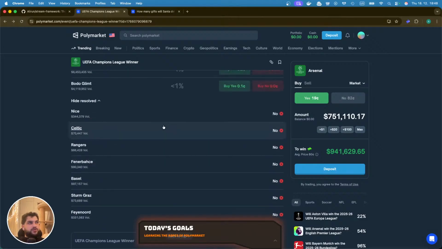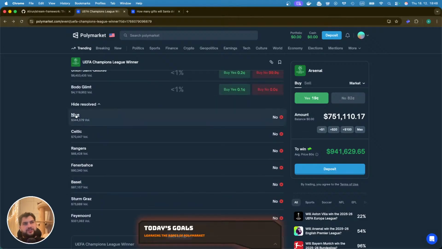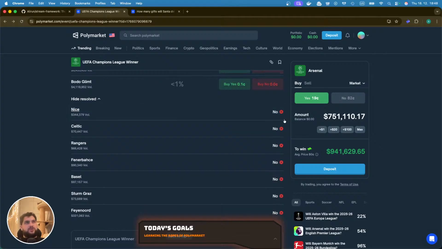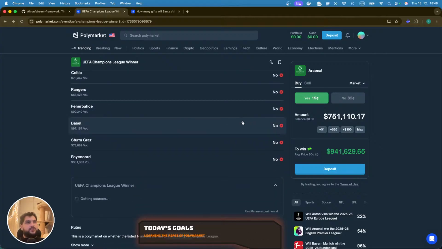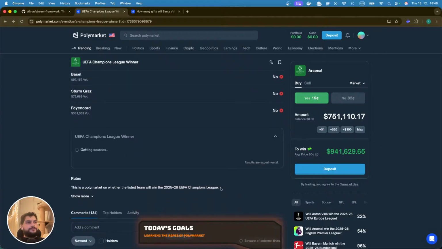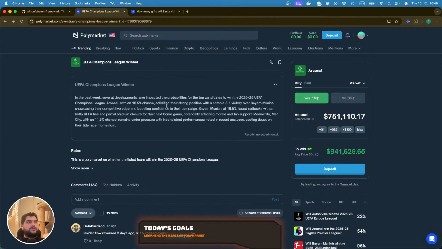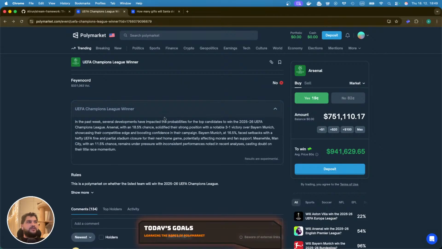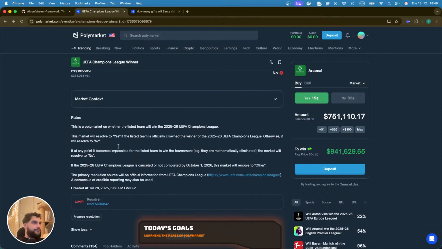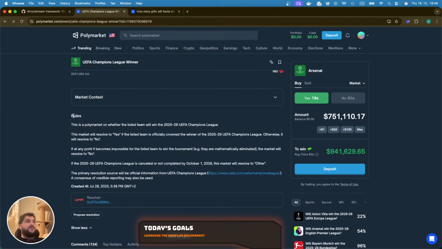As you can see, some markets were resolved already. I think they just dropped out of the competition completely, that's why it was possible to resolve that already. This one is just an AI generated overview of the market, I guess. And we have the rules, which define how UMA should resolve this market, and according to what. This is why I'm wondering what's going to happen here, but we will see.